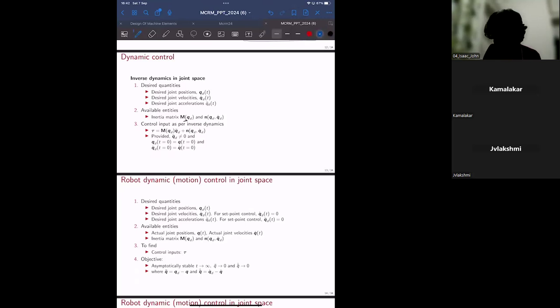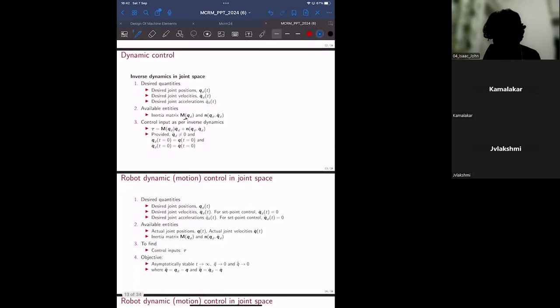The only difference is that in kinematics, we are talking at the velocity level and displacement level, whereas in dynamics, we are ensuring that acceleration doesn't go to 0, and we ensure that the velocities and positions are the same. That is the only difference.